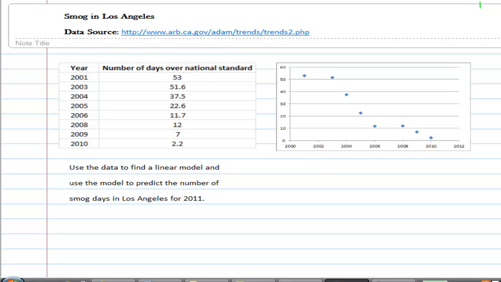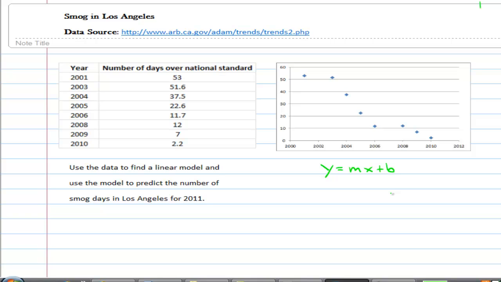Okay, it says find a linear model, and so whenever you hear the word linear, you want to think line. So what they're asking us for is to find the equation of a line. Let's recall that the equation of a line is given by y equals mx plus b, where m is the slope and b is the y-intercept. So if we can find the slope and the y-intercept, then we'll have our equation.